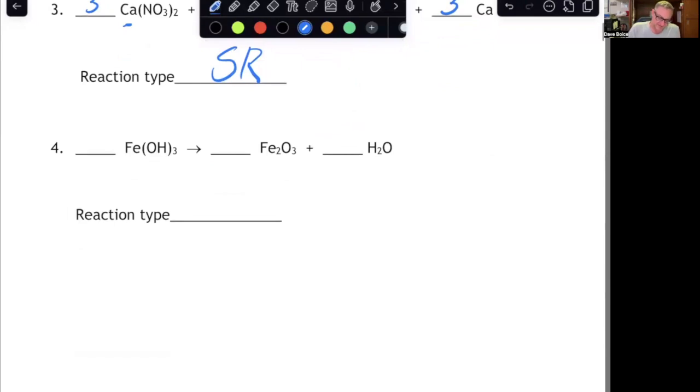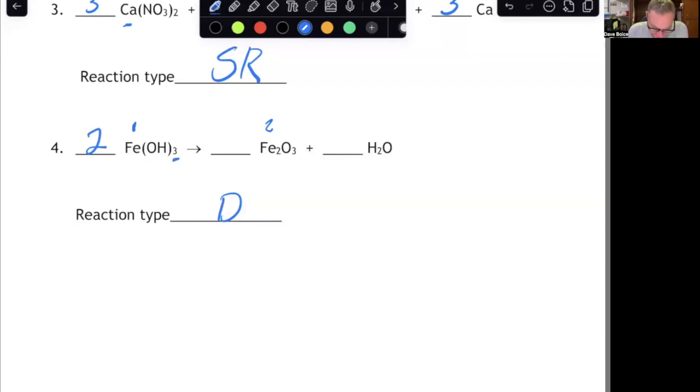Okay, here we have a decomposition. So I have 1 compound breaking down into 2 different compounds. First thing I want to do is count my irons. So I have 1 here and I have 2 here. So let's put a 2 there. Make sure that evens all out.